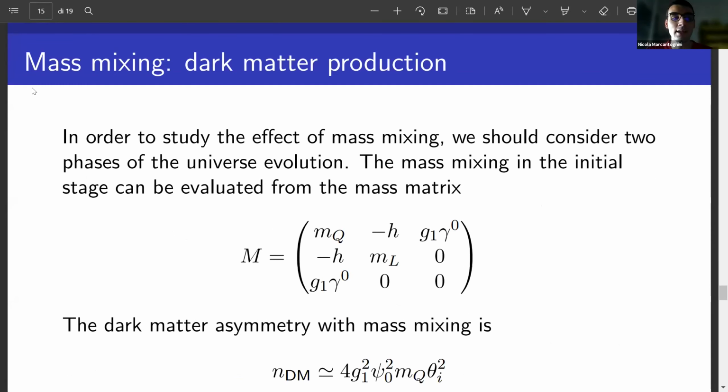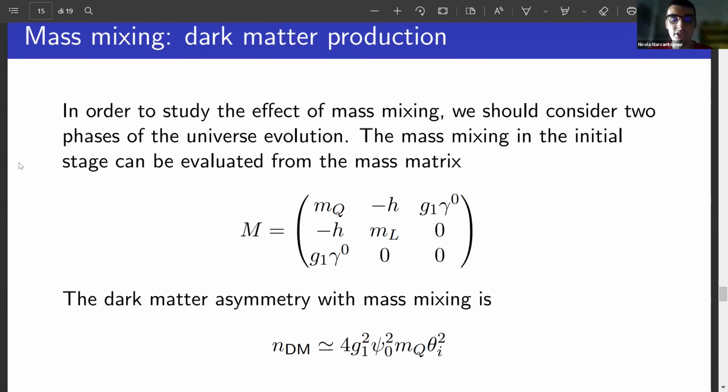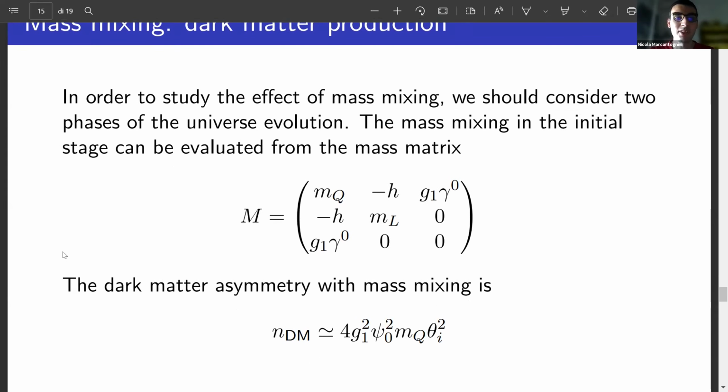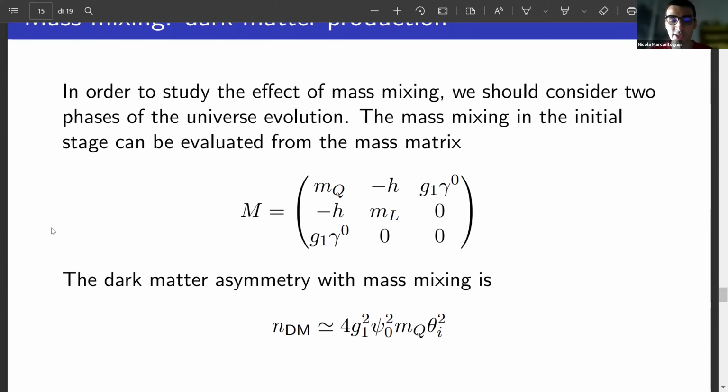And this not only led to the correct predictions, but allowed us to get a better insight into the physics of the problem. Indeed, by analyzing the mass matrix, we considered two different phases for the universe evolution. We noticed that in a first phase, during reheating, the mass mixing is given by this mass matrix, and the dark matter production is the dominant phenomenon. So we found a result which is two times the previous one, the one without mass mixing.